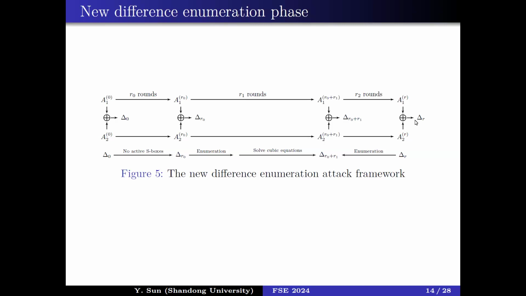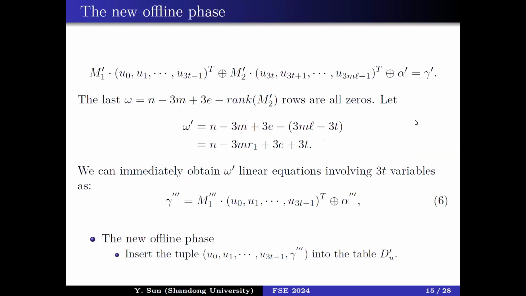Now, we propose a new method to deal with the difference enumeration phase. Figure 5 shows the new difference enumeration attack framework. Our method is divided into two phases. The first phase is the enumeration, and the second phase is the construction of higher order equations. Similarly, we also introduce variables to all S-boxes in the middle R1 minus 1 rounds to represent their output differences and obtain a linear equation system.